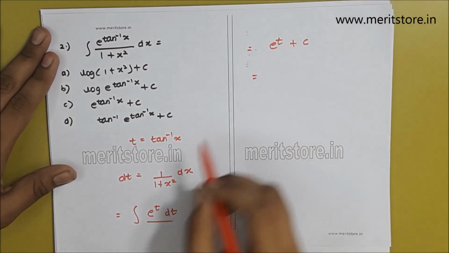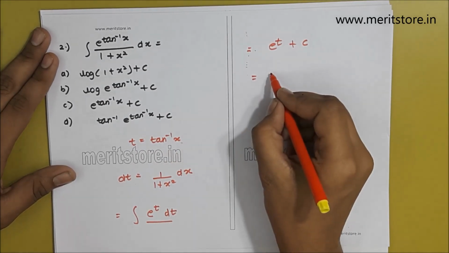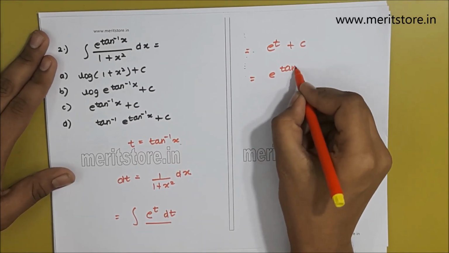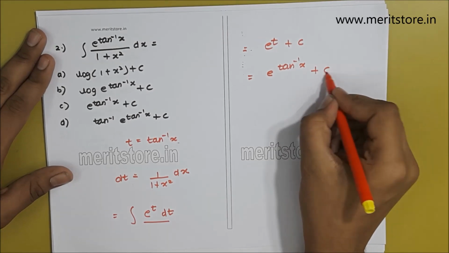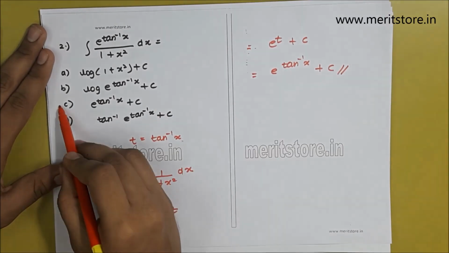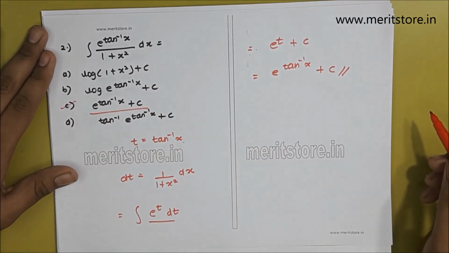So what is the value for t? Value for t was tan inverse x. So the final answer is e raised to tan inverse x plus c. That is option C. E raised to tan inverse x plus c.